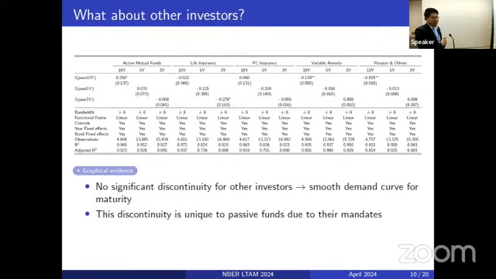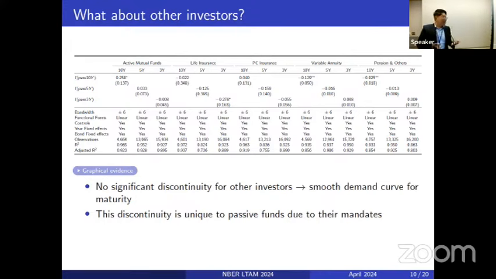So here we test the same regression specification for active mutual funds, life insurance, P&C insurance, variable annuity, and pension funds. For most cases, the coefficients are insignificant, suggesting that there is no discontinuity for these investors. The only exception is for the 10 years, where some coefficients are positive, but most coefficients are insignificant or even negative.